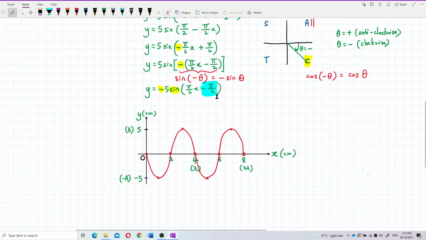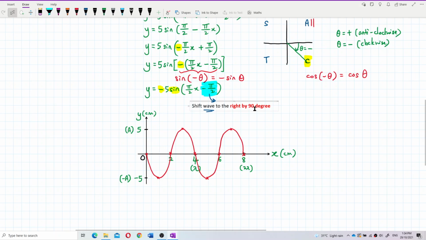Now we need to minus something in the angle. Minus something in the angle means I shift the wave to the right. Negative pi over 2 means you shift the wave to the right by pi over 2. Pi over 2 is 90 degrees, isn't it? So you shift the whole wave to the right by 90 degrees.